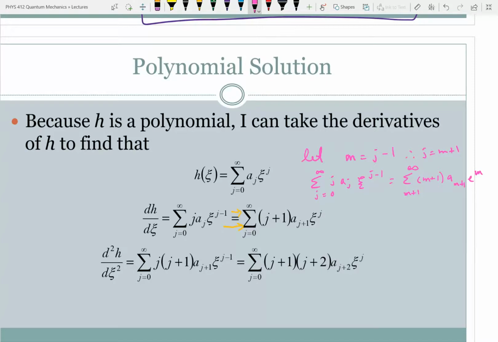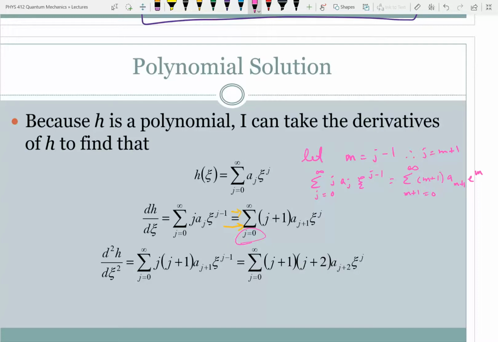So that's effectively what we did. And then we just changed from M back to J. One thing though, this is from J equals 0, and I'm going M plus 1 equals 0 is my starting point. So that would actually be from M equals minus 1, if I'm going to be consistent.